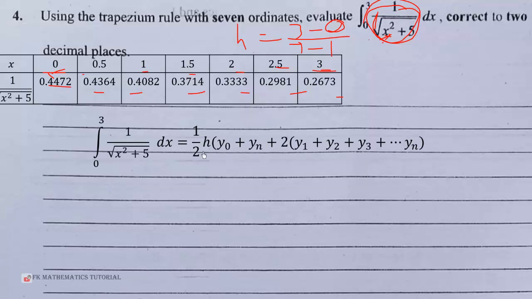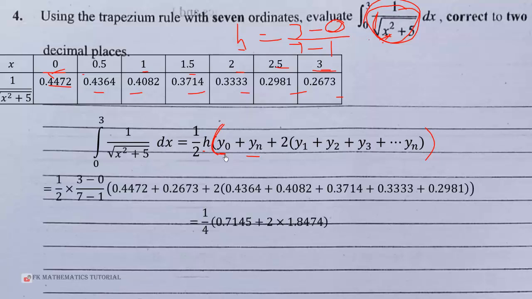1 over 2 times h, the h that we found here. Then first y value plus the last y value. Then 2 times all the remaining y values and add them. So when we do that, this is what we are getting. And when we simplify, we are going to obtain 1.102325. To 2 decimal places, we get 1.10.